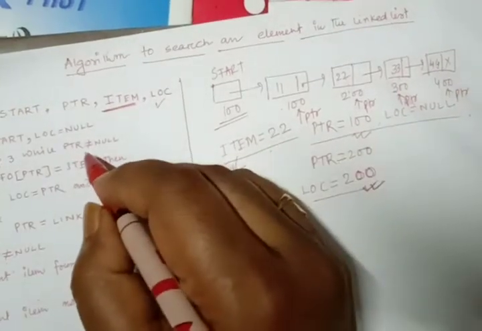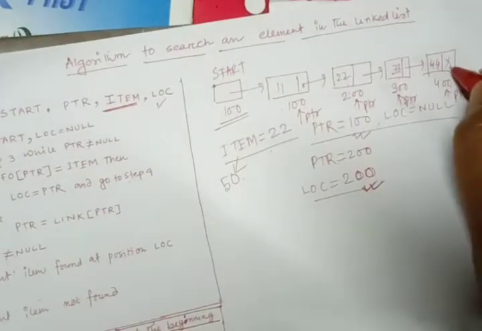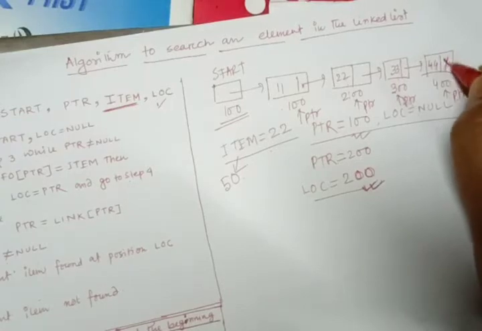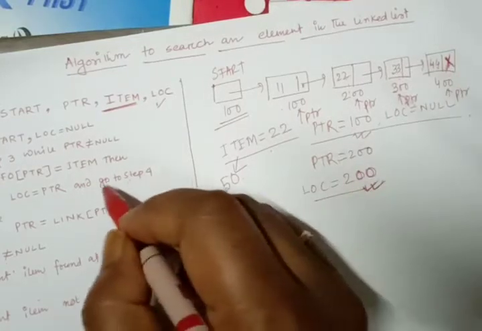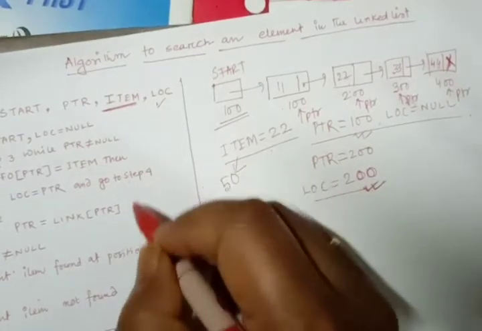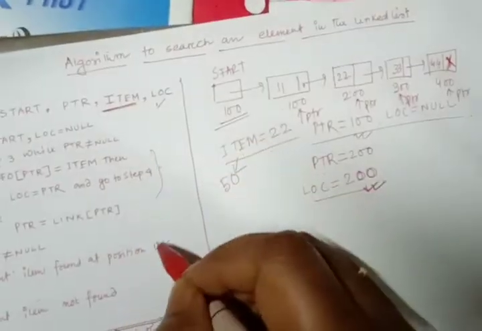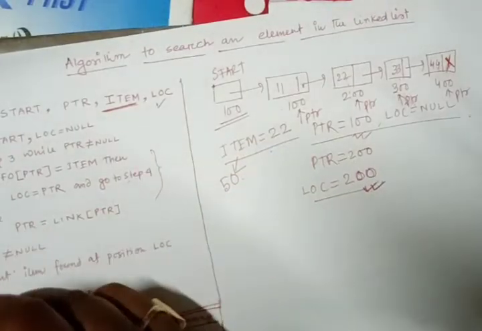So now PTR becomes null, since the link part of that node is null. So this step will not execute. These steps will not execute. It will come to step 4.